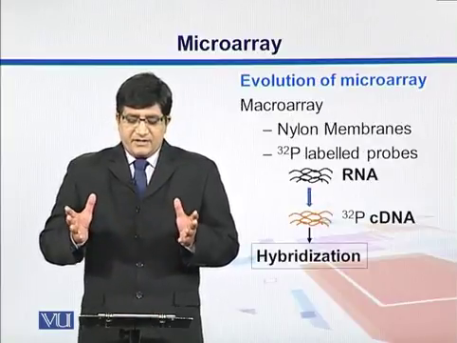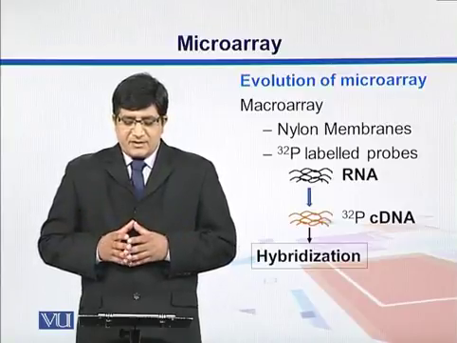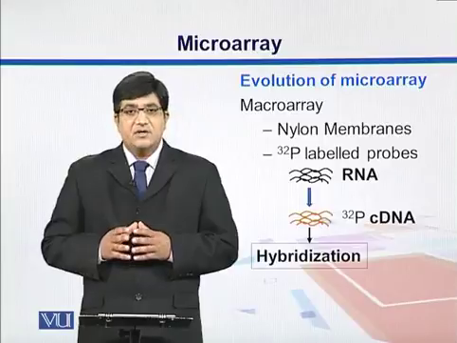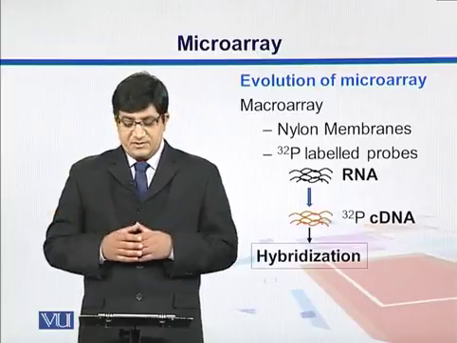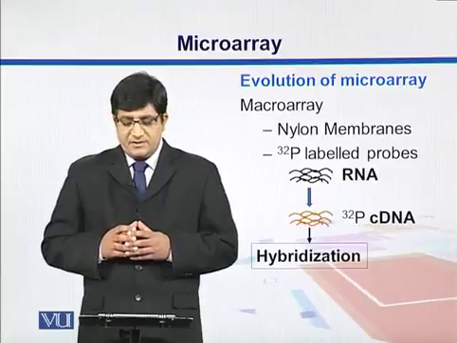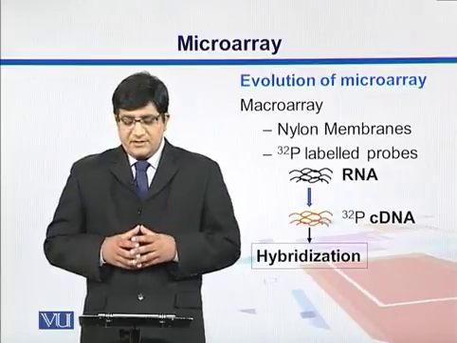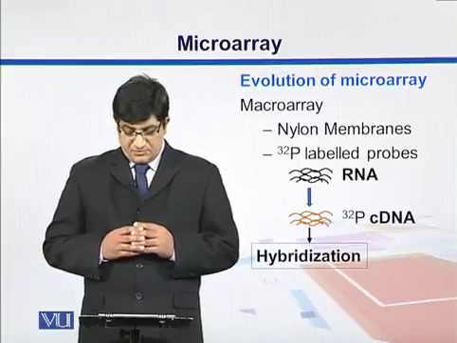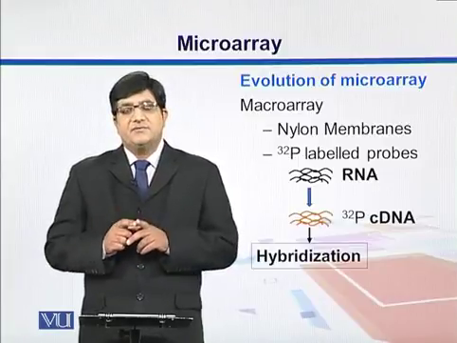Then came another technique called macroarrays. In macroarrays, they use nylon membranes and also 32P, or phosphorus-labeled, probes. So we can have RNA and let it attach with the cDNA, where you have those 32Ps. In this way they hybridize with one another.